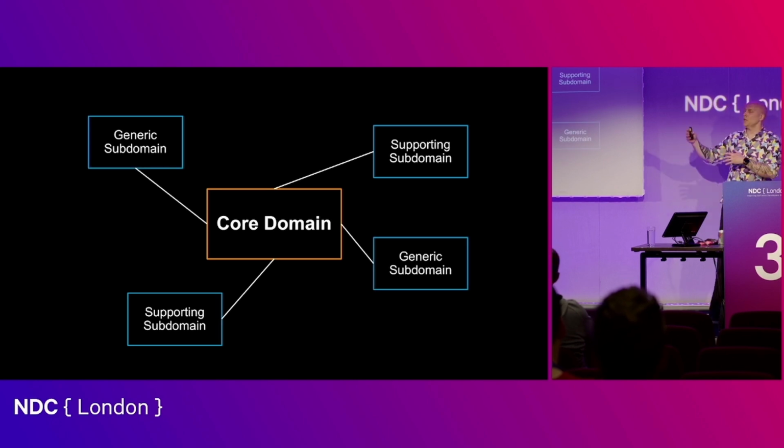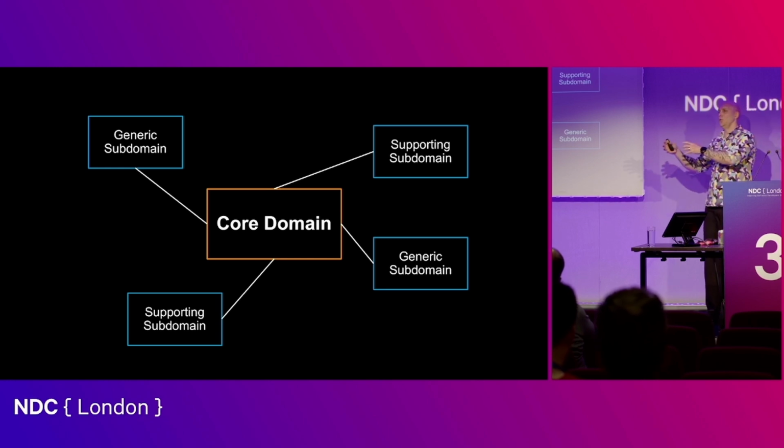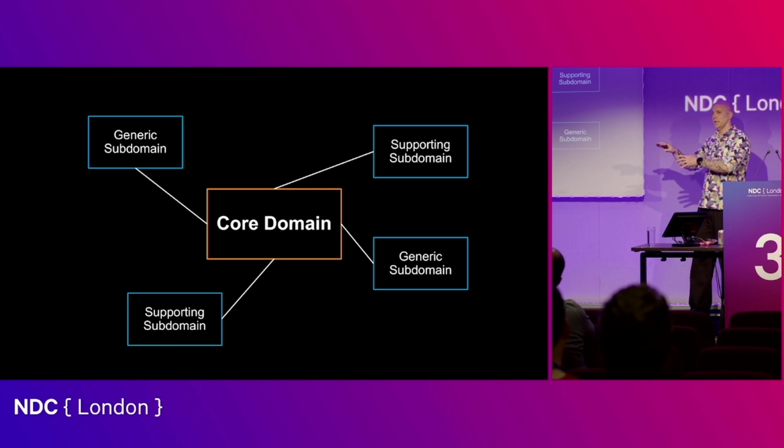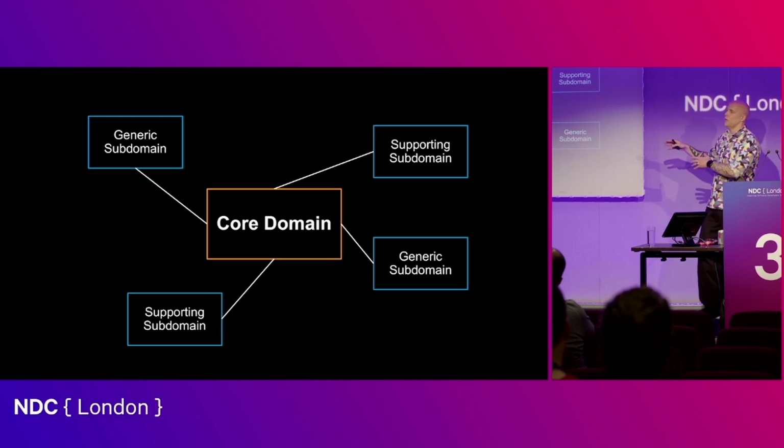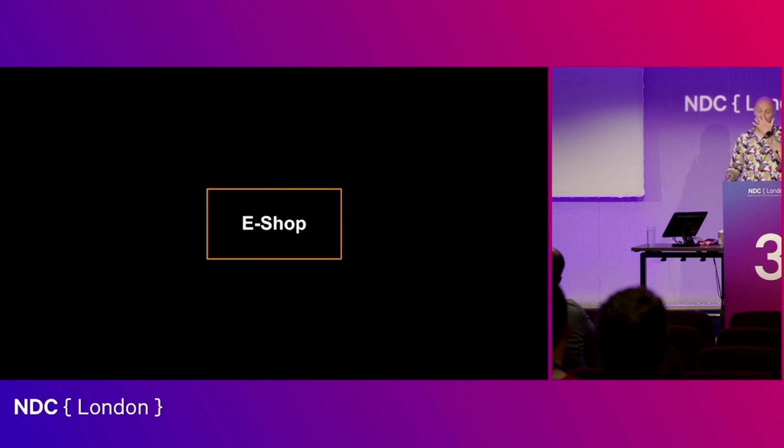And then you can depend on what's called generic subdomains, which is a piece of functionality or a domain that I need to be able to do my piece of code, but I'm not building it. Somebody else is building it, but it's also so generic that I can basically go and buy it off the shelf. So for example, I'm building an eShop.